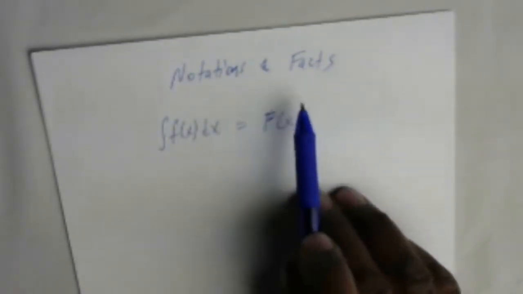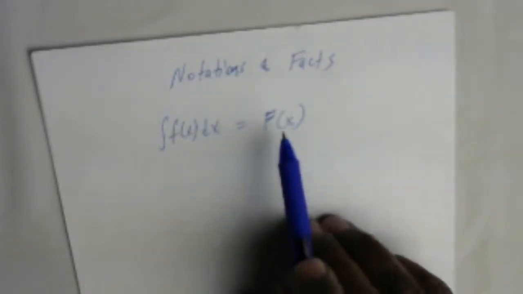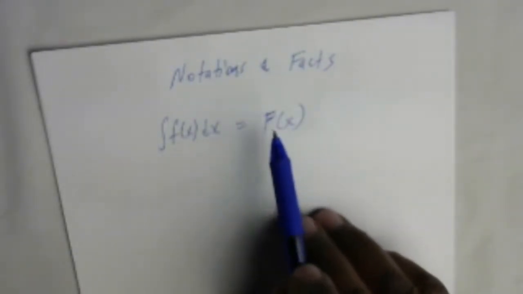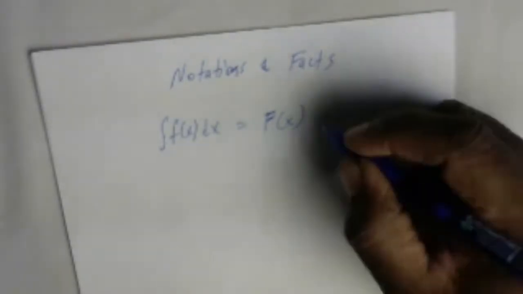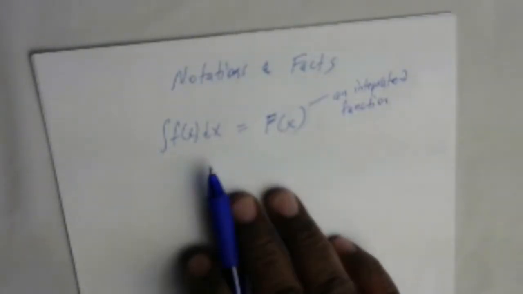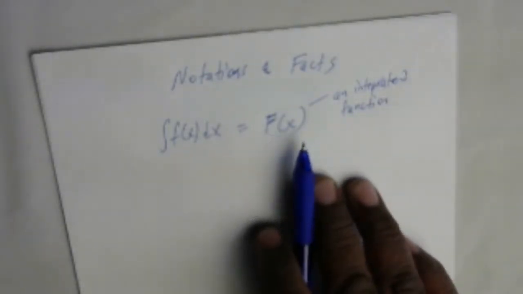So when we work out the fundamental theorem of calculus, the first and the second part, you're going to see this capital F. The capital F refers to an integrated function. So that's just as far as notation. Both of these things mean the integral, or an integrated function.